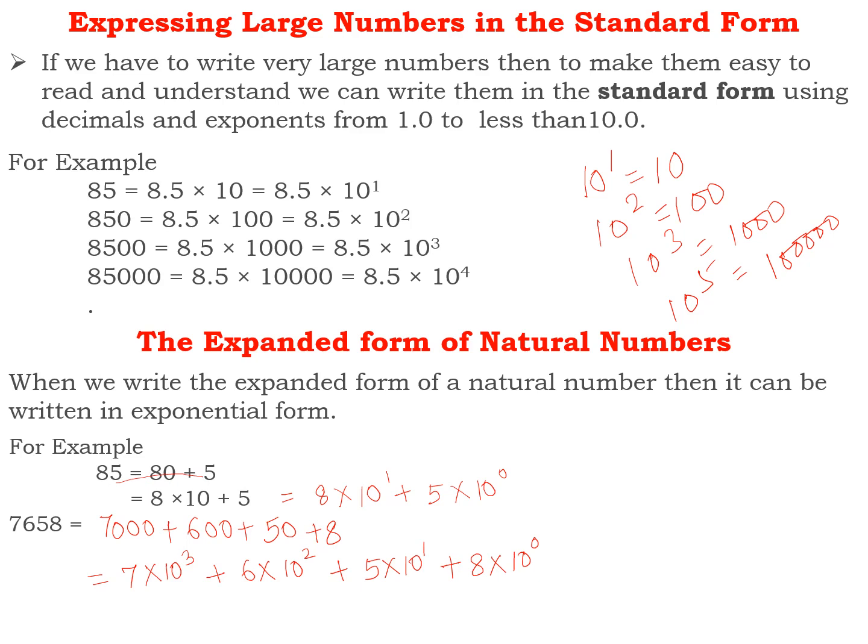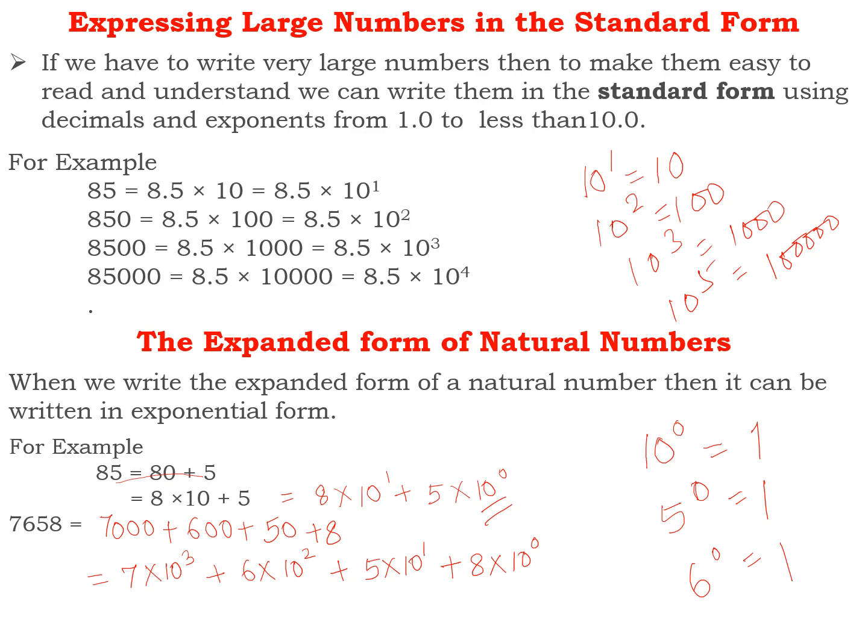So 80 can be written as 8 into 10, right? Plus 5, and 5 in powers of 10 will be written as 5 into 10 to the power 0, because I told you any number to the power 0 is always 1. 5 to the power 0 is also 1. 10 to the power 0 is also 1. 6 to the power 0 is also 1, and so on.